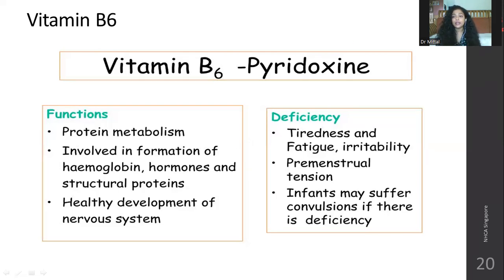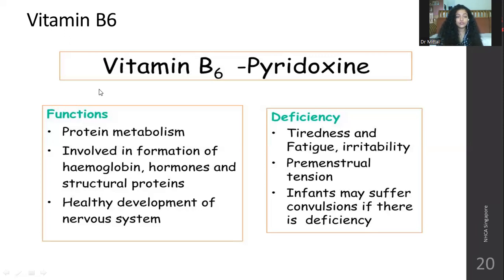And deficiency leads to tiredness, fatigue, irritability. You can see here that symptoms are repeating. All the vitamin B complexes are showcasing very similar traits and symptoms. Premenstrual tension, PMS. Infants may suffer from convulsions if there is a deficiency. Infants who are being breastfed, if the mother is deficient in vitamin B6, the infant will also be deficient in that.